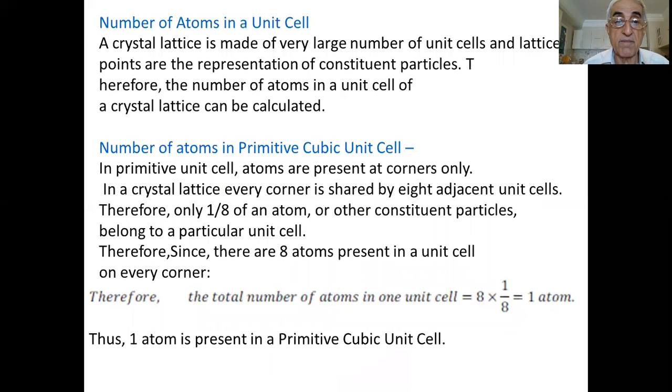Triclinic lattice. Number of atoms in a unit cell. A crystal lattice is made of a very large number of unit cells, and lattice points are the representation of constituents.